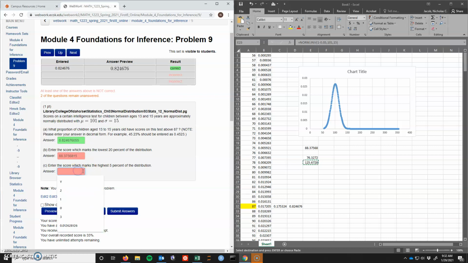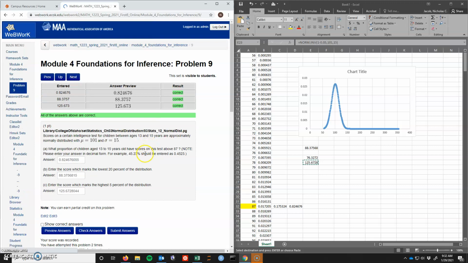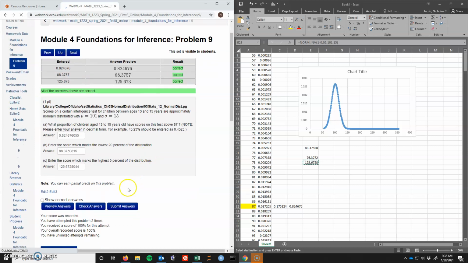And I'm copying and pasting because WebWork demands a lot of accuracy here. And there we go. I got them all right.